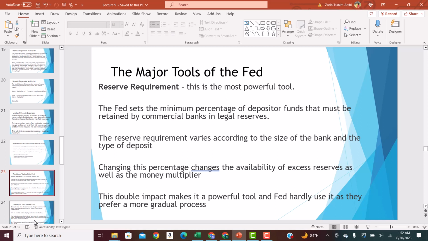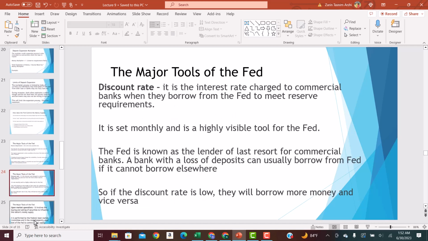What will happen then? Banks will have to keep more reserves and they will have less excess reserves to be loaned out to businesses and individuals. So that's one way that the Fed can control money supply. It's a very powerful tool, but it is not often used by the Fed. They hardly change the required reserve rate for banks.